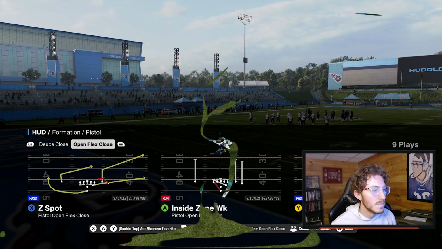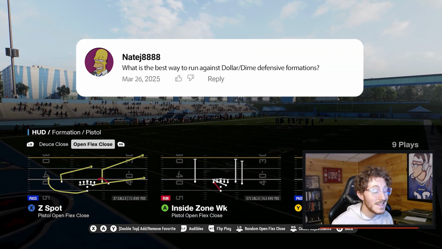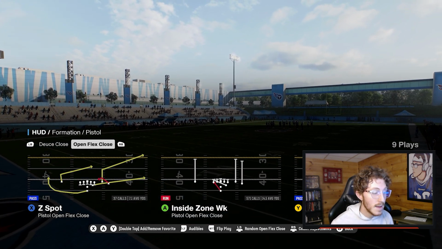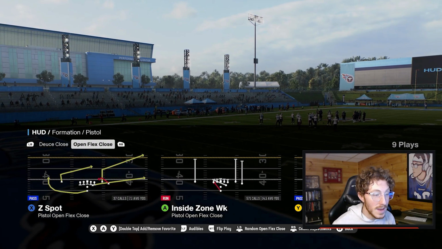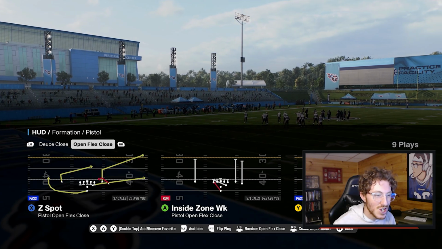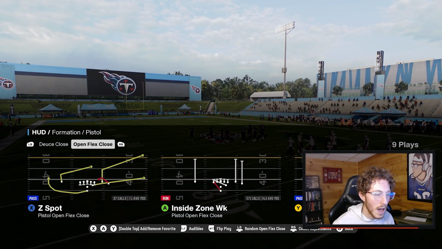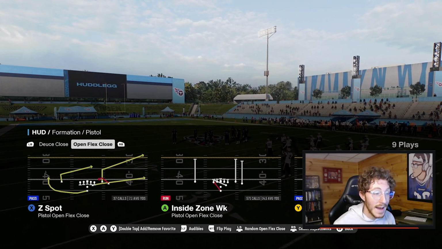Our next question today comes from Nate J, and they ask, what is the best way to run against dime or dollar style formations? Now, there are quite a few run concepts that work really well against these formations. I know it's something that people get frustrated a lot because they don't think that they should be able to shut down the run out of these dime looks or these dollar looks. And against certain run styles, they do a pretty good job, to be honest, and it can be frustrating.